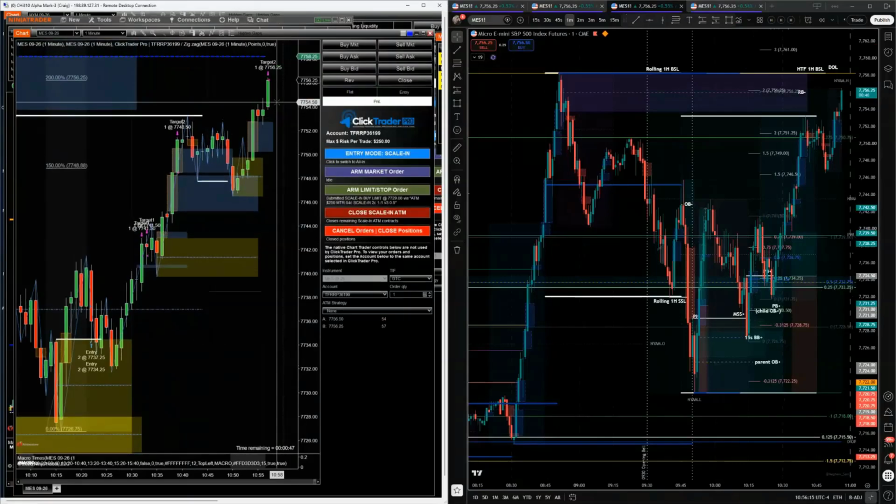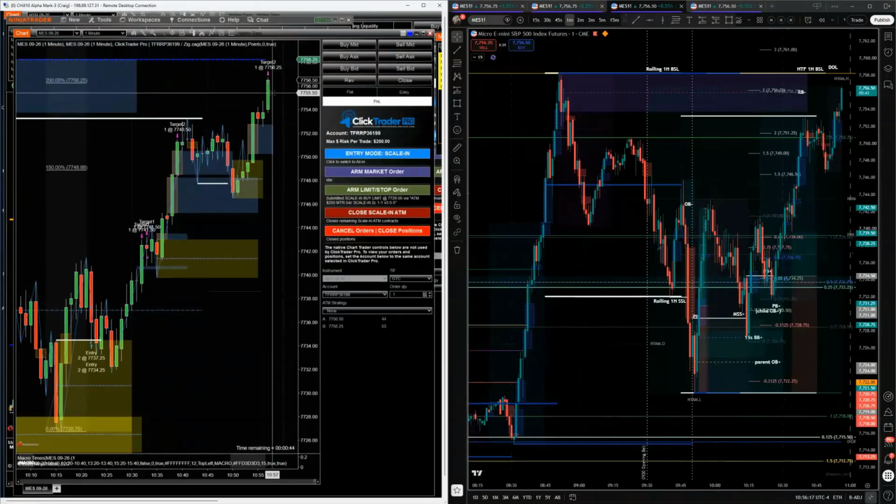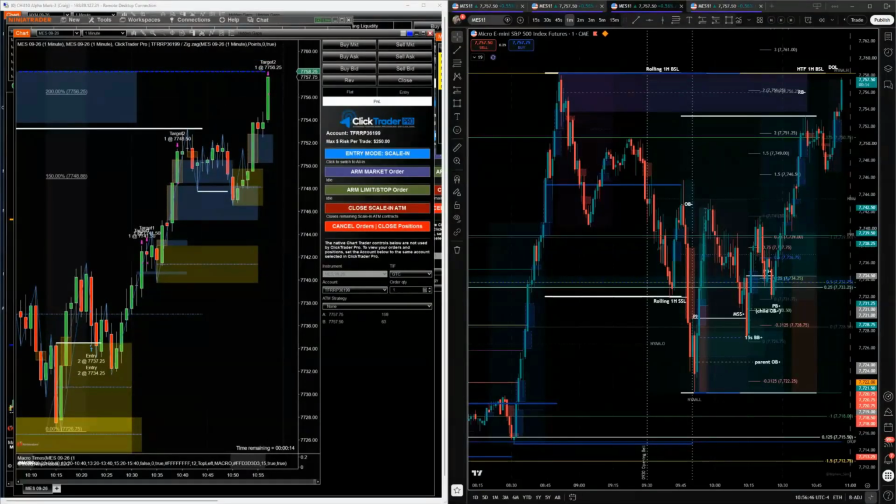Target. There we filled. Nice trade, guys. Propulsion block. I'm telling you, that propulsion block, when you got those 3 together, that's A++, man.